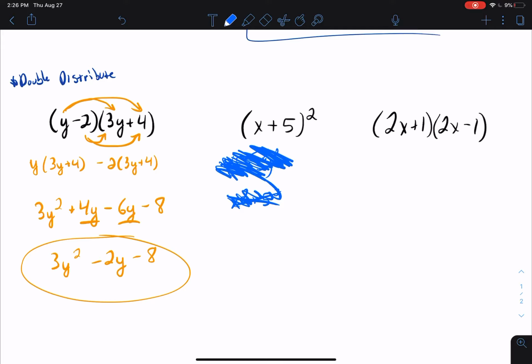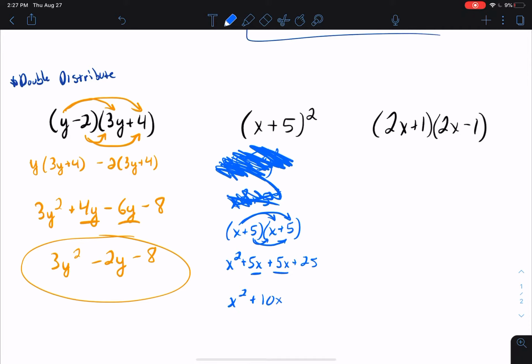Instead, we have to remember an exponent means repeated multiplication. So what I'm doing here is taking x plus 5 times itself. X plus 5 times x plus 5. And now I can double distribute. I'll get x squared plus 5x. And if I distribute the 5 to both terms, I'll get 5x plus 25. Now I can combine like terms, and I've got x squared plus 10x plus 25.